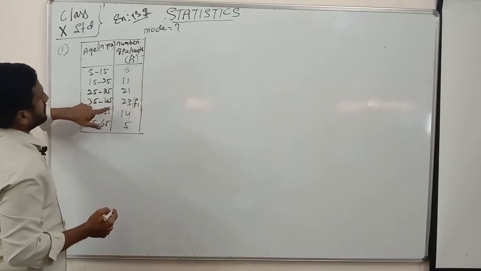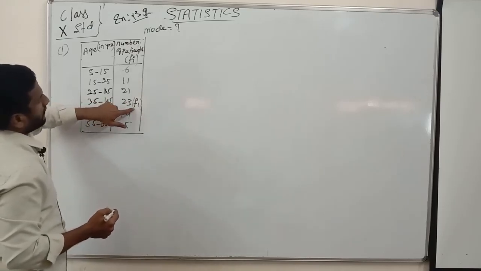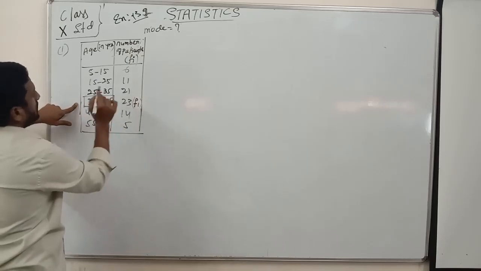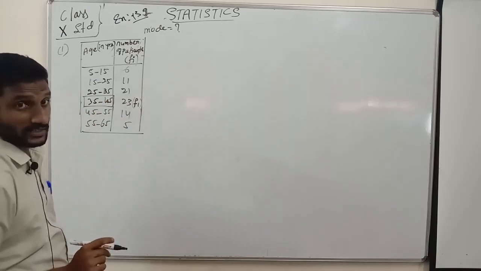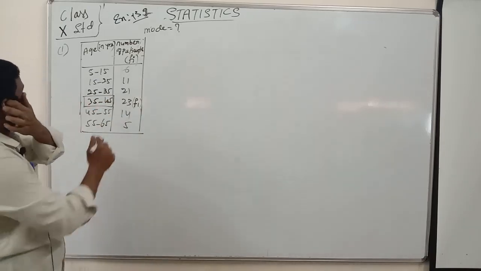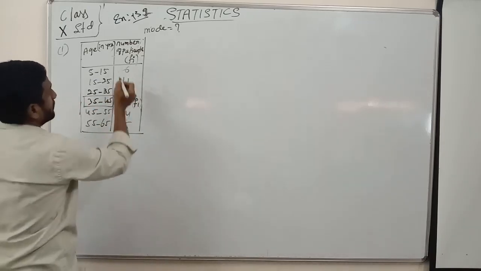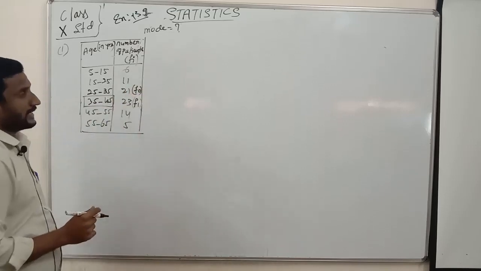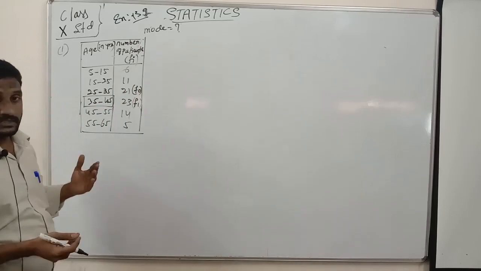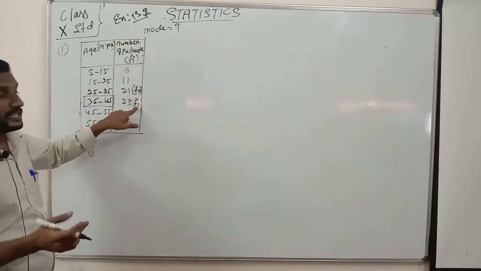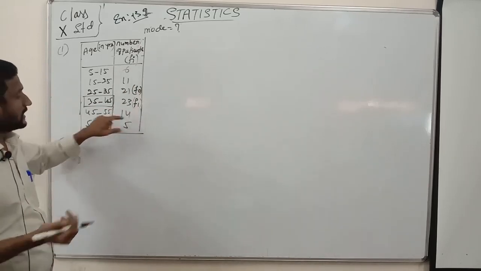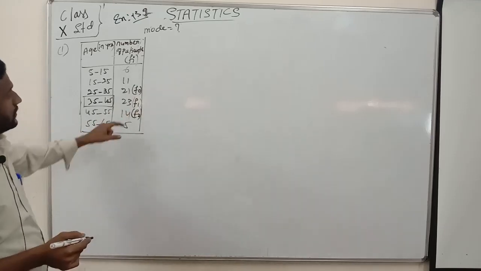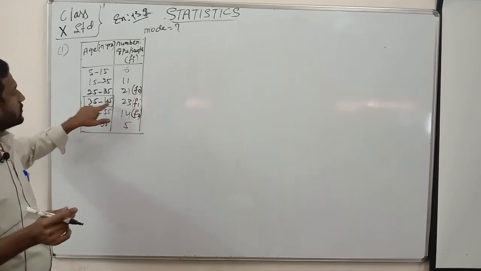The class interval corresponding to this f1 is called the modal class interval. Before this f1, the frequency is called f0. After the highest frequency f1, the next frequency you can take as f2, the frequency corresponding to the following class interval.